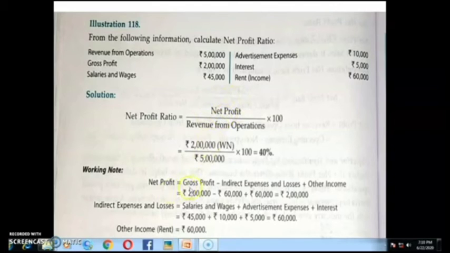So let us use the formula gross profit minus indirect expenses and losses plus other income. Here gross profit amount is already given to you as 2 lakh. Indirect expenses, which are the list of indirect expenses given to you in the question? It's salary and wages and advertisement expenses and interest. So these three items are your indirect expenses. So those three items you can add together and you will get amount of 60,000. Okay. Now other income.